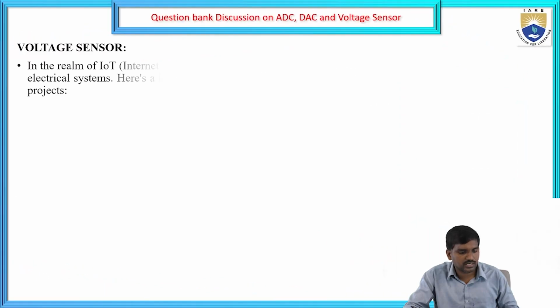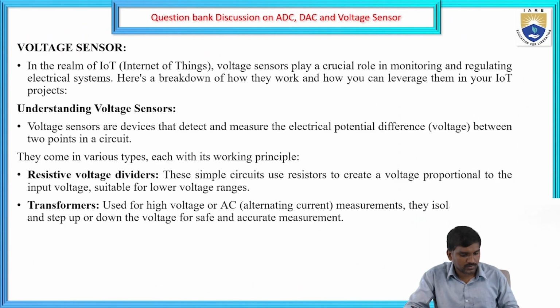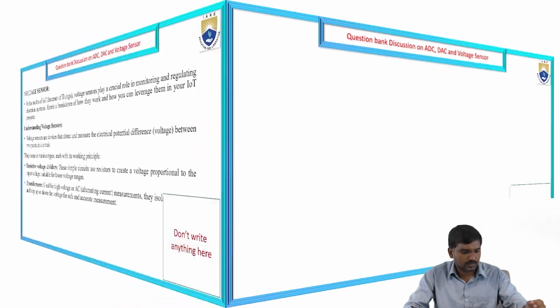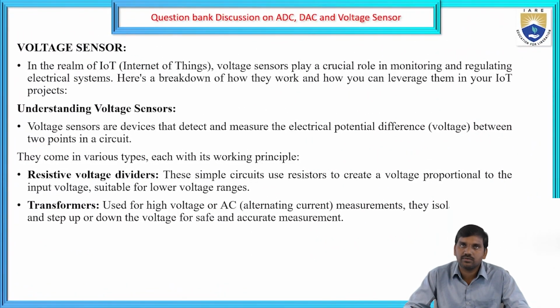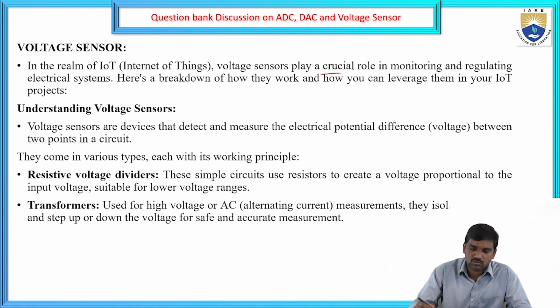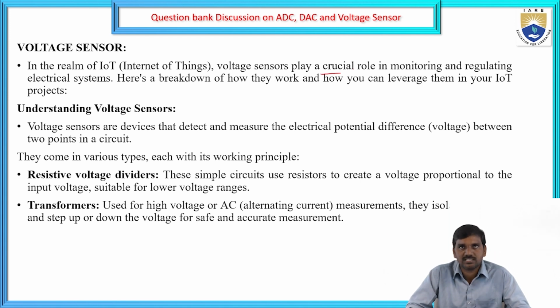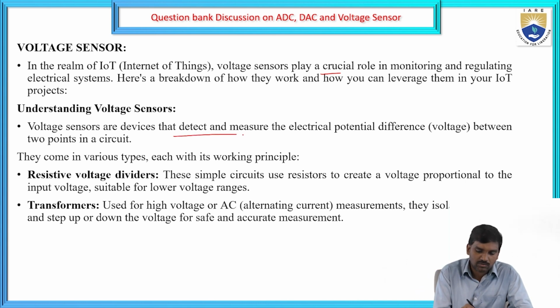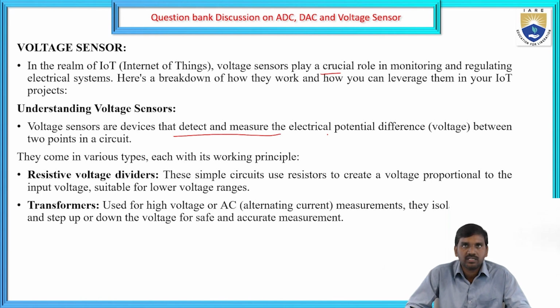Remaining, we have the voltage sensor in the real time of IoT, Internet of Things. Voltage sensors can play a crucial role in monitoring and regulating electrical systems. Here's a breakdown of how they work and how you can leverage them in your IoT projects also. Understanding voltage sensors: voltage sensors are devices that detect and measure the electrical potential difference between two points in a circuit. So that is the understanding of the voltage sensor.